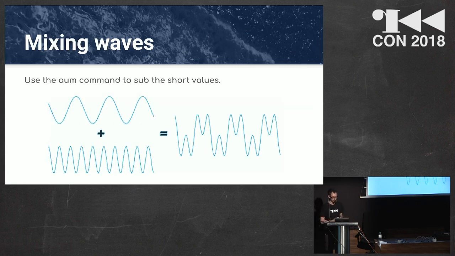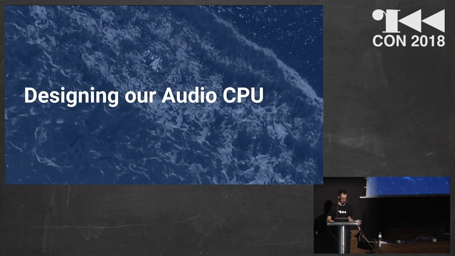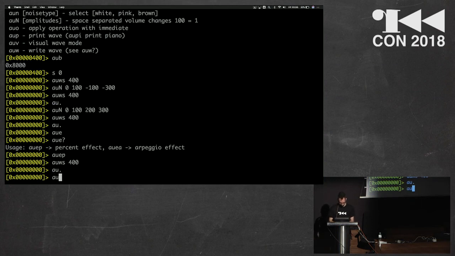How can we mix waves? We can use the AUM command, which is used for mixing waves. So you can, for example, create 2 different sinus waves, which means 2 different frequencies. And if we sum them, it means that we take the value at this point and sum it with the value at this point, and then we create a new value, etc. So it's basically summing the 2 values and dividing by 2. So it's pretty easy. Let's make a small demo about that.